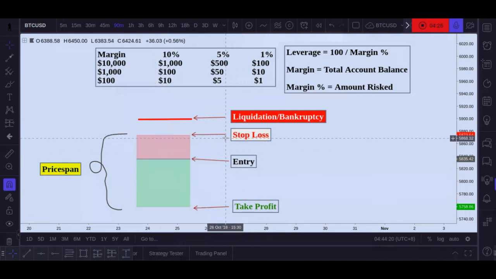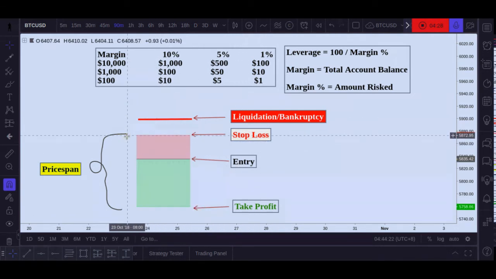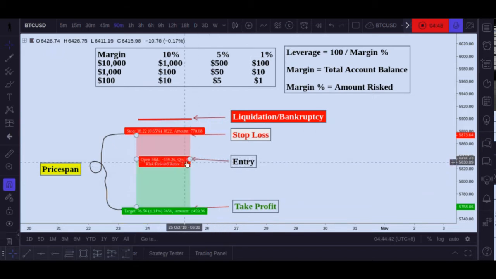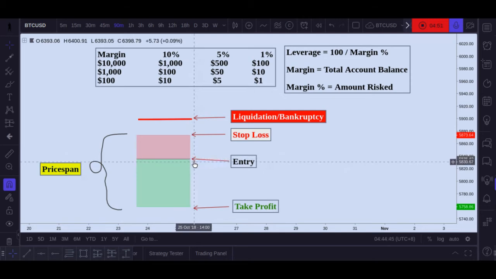So as you can see, there's some margin left that is unused here, or is supposed to be unused if you are following the proper risk profile strategies. This unused margin, what you do is you utilize it and bring it back into your actual trade entry.